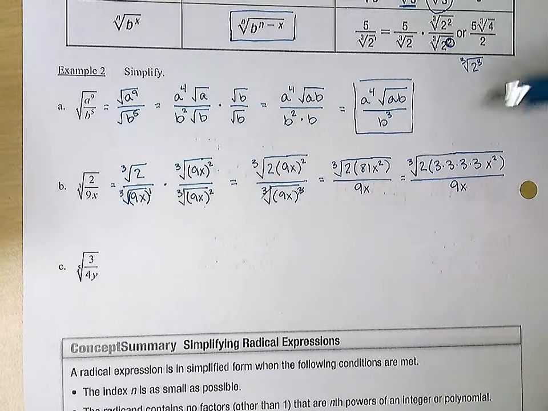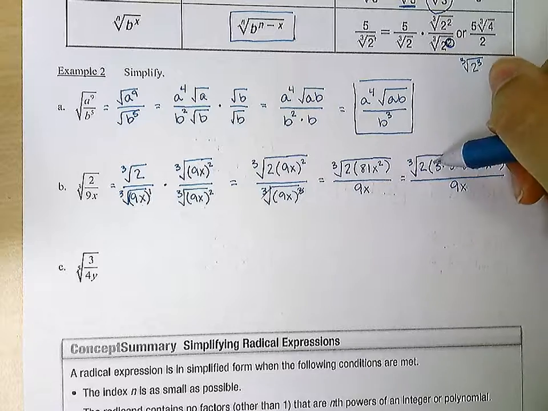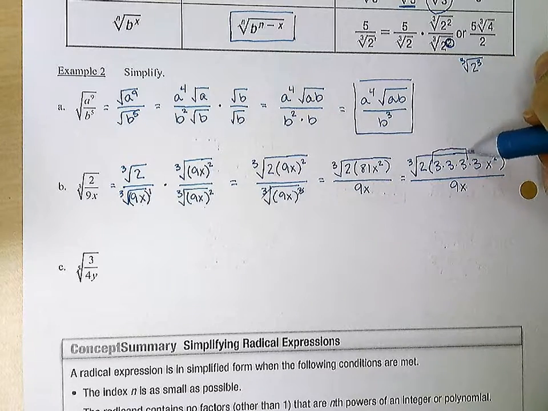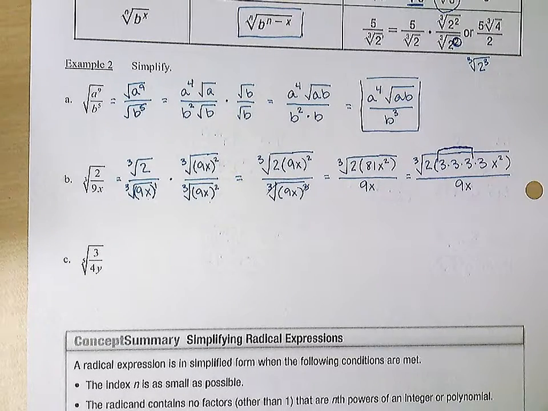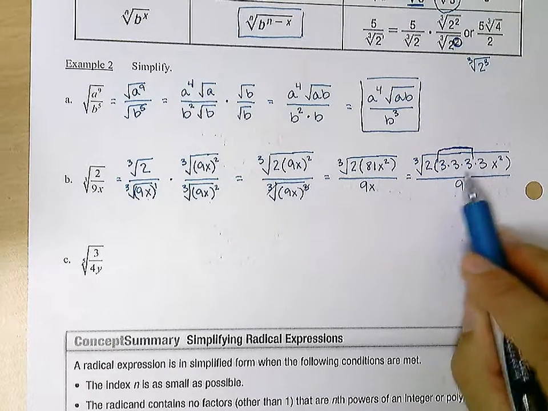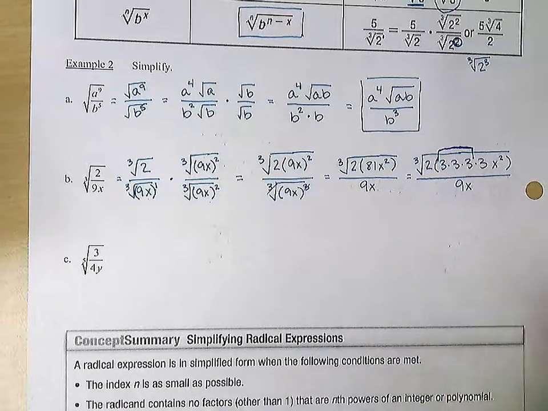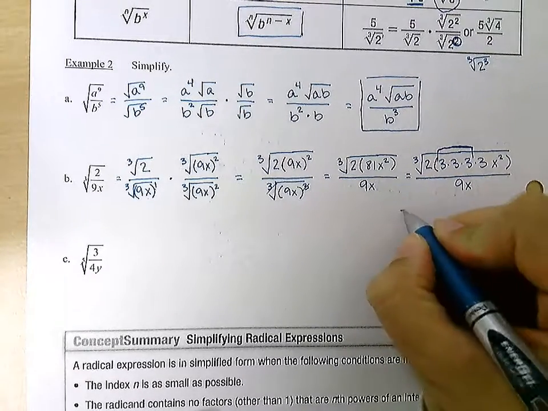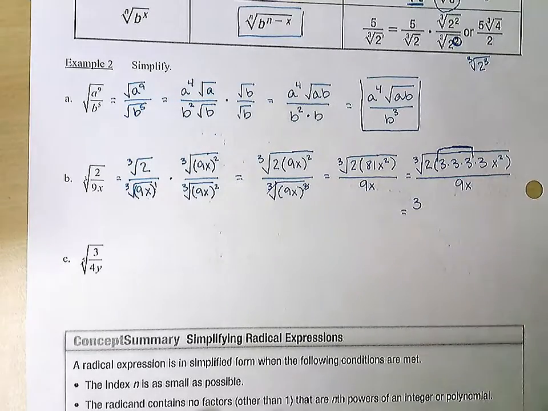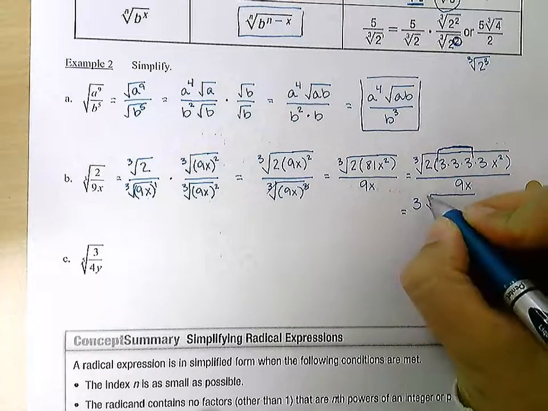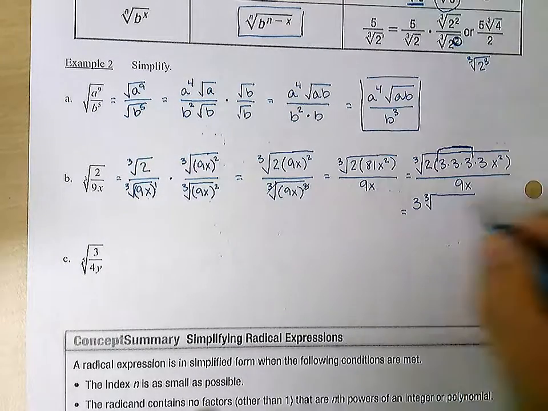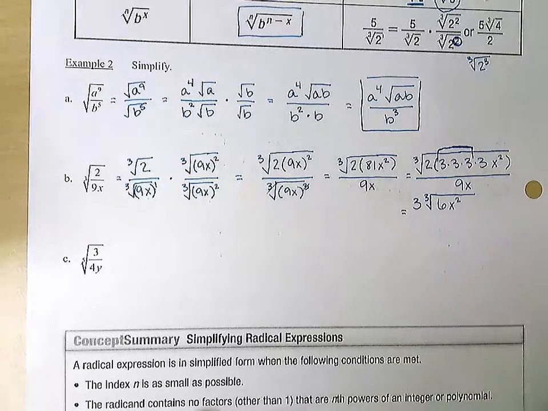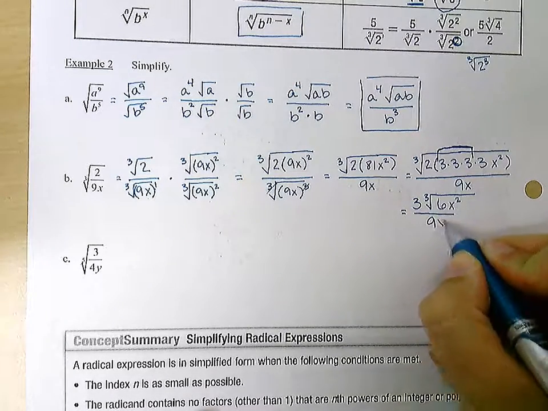So when you have a cube root, you're always looking for quantities of 3. Okay, I do have three 3s right here, so I could take out one of them, right? Okay, so I have a 27 here. I can take the cube root of 27, so I'm going to take a 3 out. Then what's remaining in my cube root on top here is 2 times that remaining 3, which is 6, and x squared over 9x.